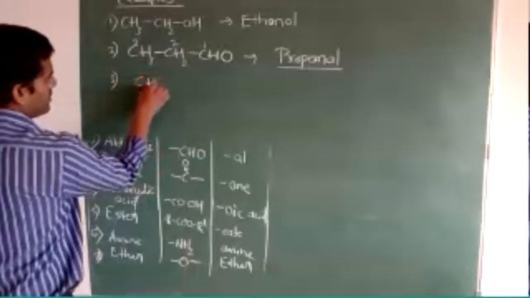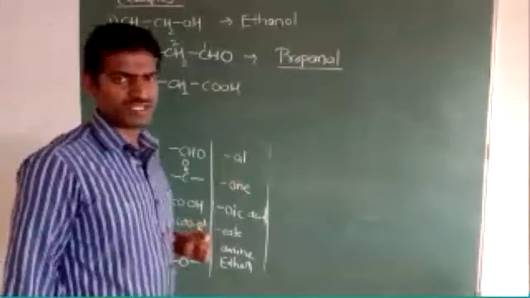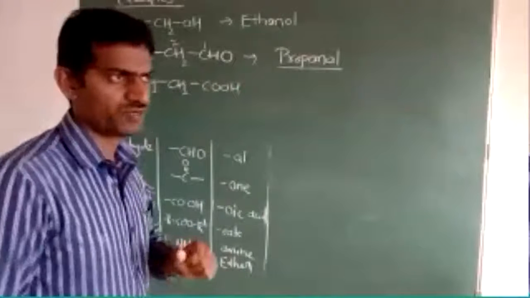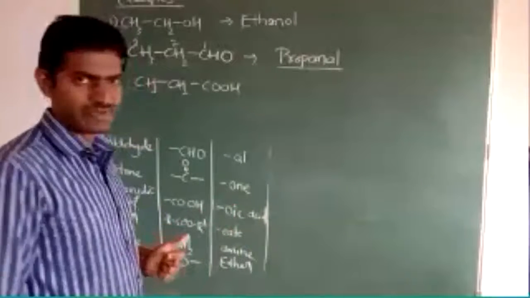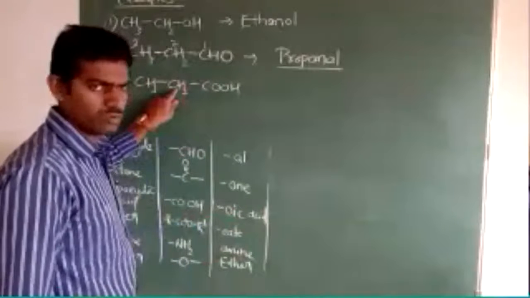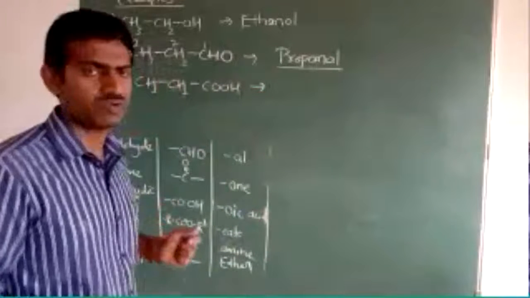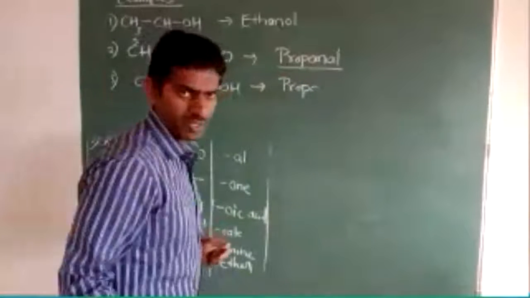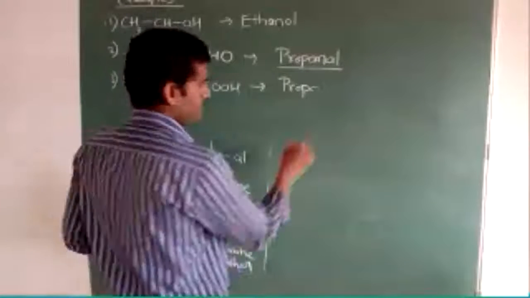Third one, CH3, CH2, COOH. As I told, first you have to go for the chain containing more carbon atoms. How many carbon atoms are there? Total 3 carbon atoms, 1, 2, next one 3. So if you are having 3 carbon atoms, what is the root word? That is prop. And all are having single bond.